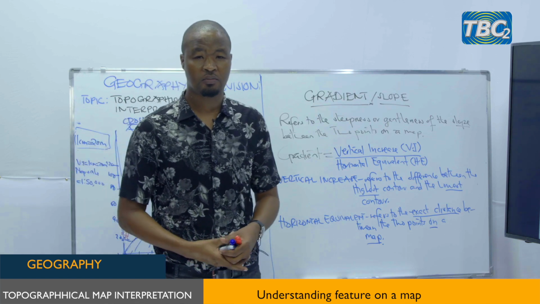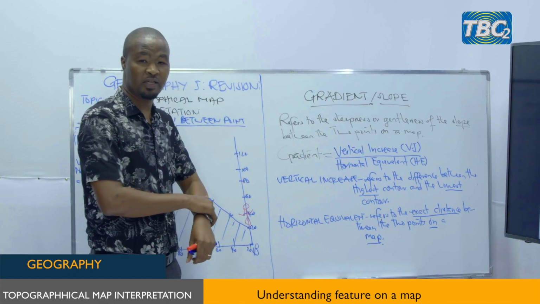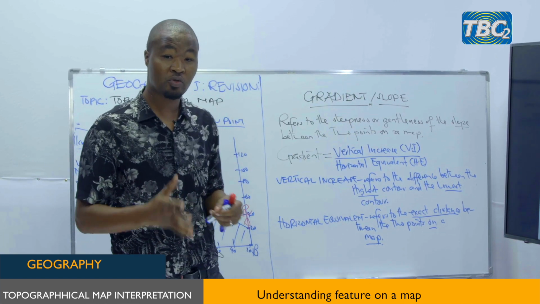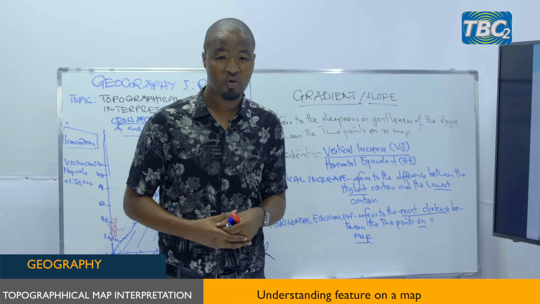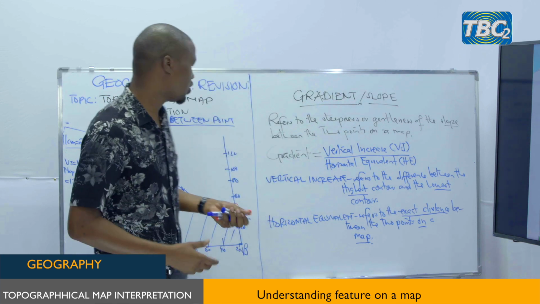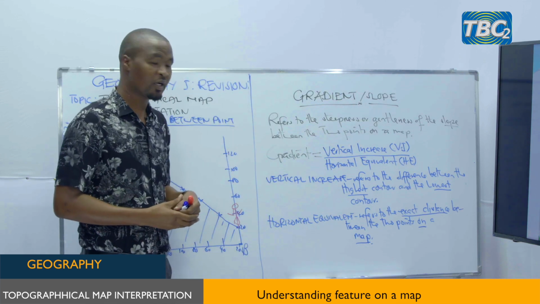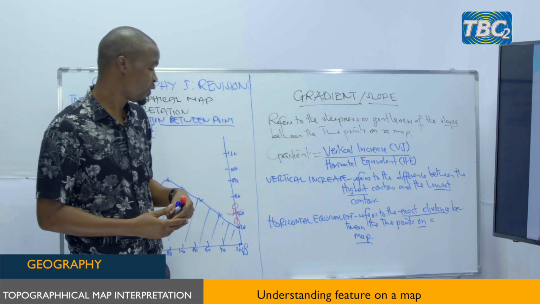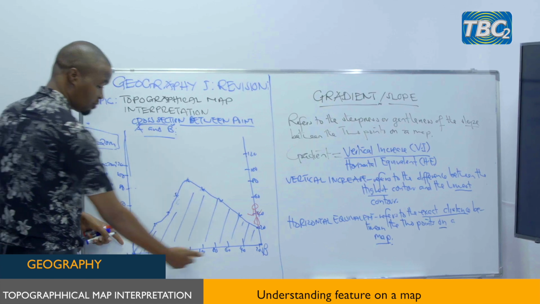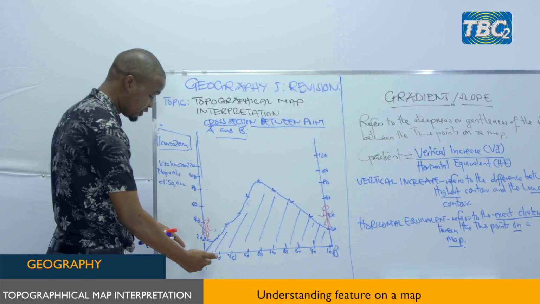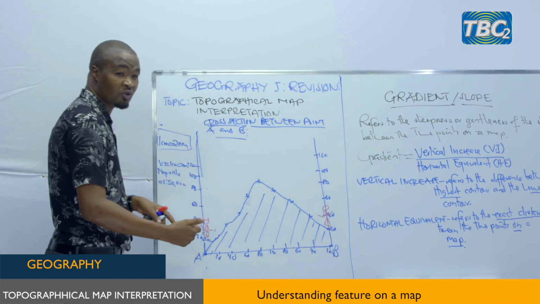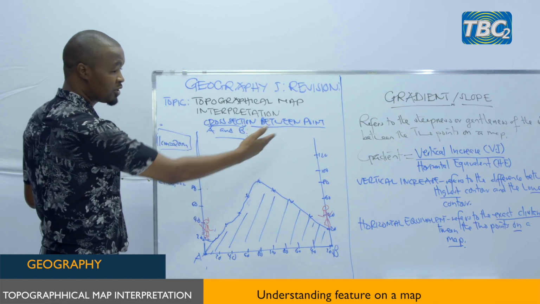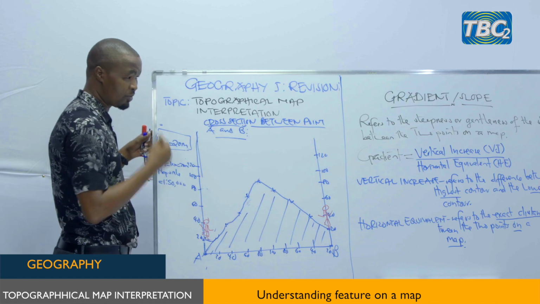Okay, so we have seen how to calculate the vertical exaggeration, and right now let's see how to find the gradient, or to calculate the gradient between the 2 points on a given cross section or cross profile. Remember, what is gradient? Gradient refers to the steepness or gentleness of the slope between the 2 points on a map. See, we have been asked to draw the cross section between the 2 points on a map. This is point A and this is point B.